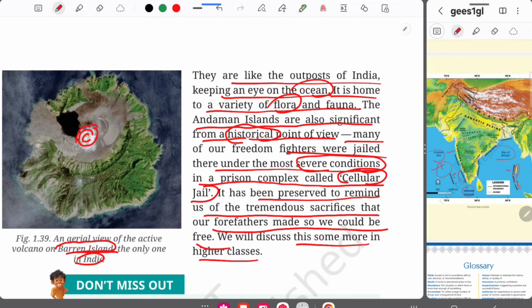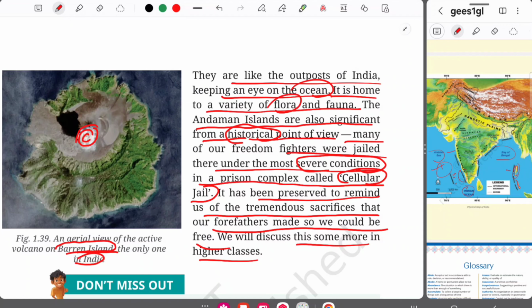So these have been preserved, okay, so that it will be a reminder to all of us. This is the place where our forefathers sacrificed their lives. They fought for us, fought for our freedom. Otherwise, what would happen? India today would still be under the Britishers' control, isn't it?